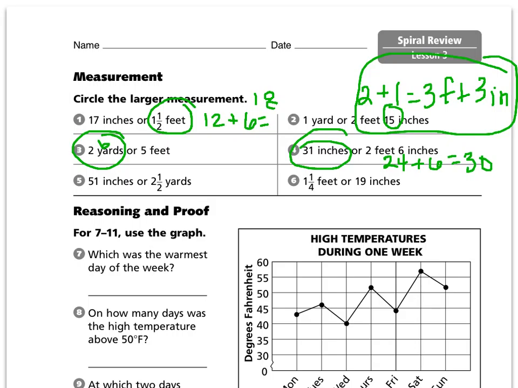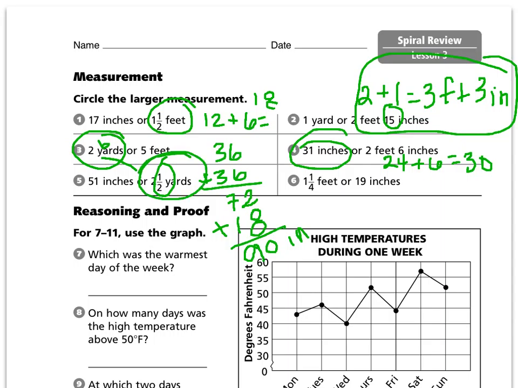Number 5, 51 inches or 2.5 yards. Well, I know that 2 yards is going to be 36 plus 36, which is going to equal 72, plus the extra 18 inches, because half of a yard is going to be 18 inches, and then that's going to equal 90 inches. And I know that 90 inches is bigger than 51 inches.